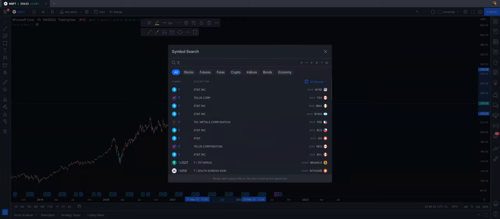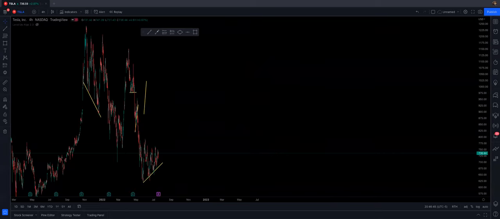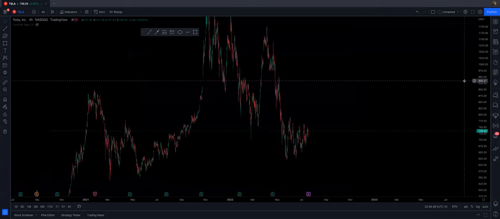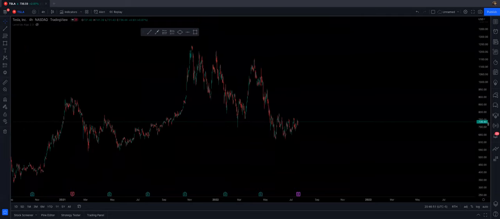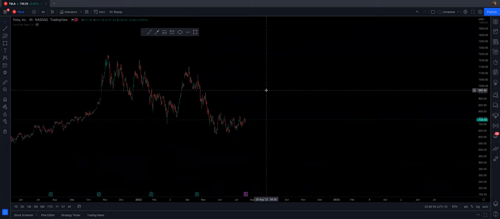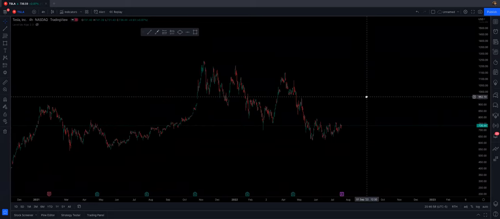Let's go look at Tesla. I see a lot of them on Tesla. I'm on any time frame, right? I'm not limiting myself to one time frame. You know what I'm saying? I'm coming through different time frames, seeing if I see it.